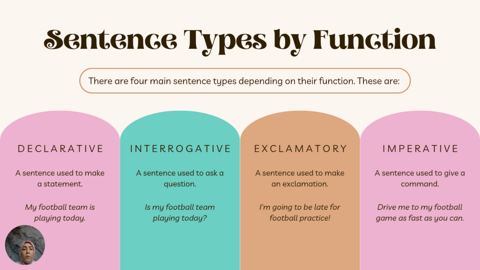For example, I'm going to be late for football practice. This is an exclamatory sentence. And imperative sentences are used to give a command. For example, you may tell your sister, open the door, please. This is imperative sentence. Or you may even skip the word please. Open the door, close the window, and etc. These are imperative sentences. They are used to give a command. So these four were the types of sentences by function.